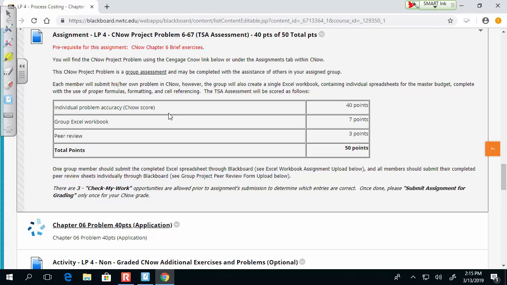In addition, since we're doing a group project, there's a peer review that each member of the group will do on the other, as well as a self-review. And the big thing here, guys, is try to communicate.